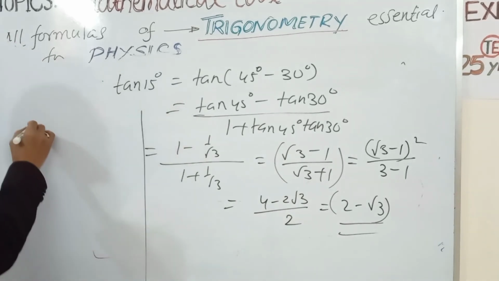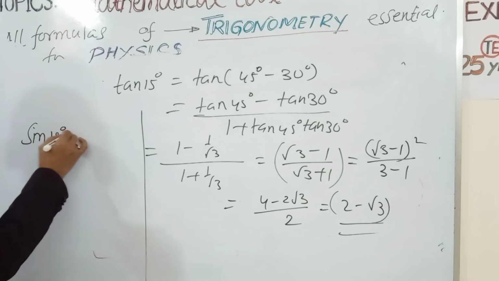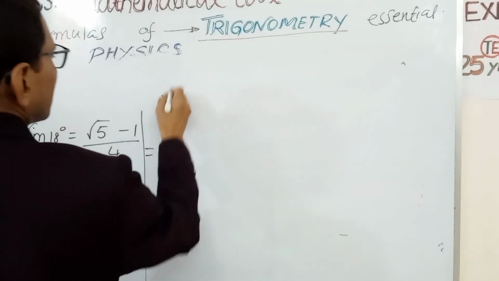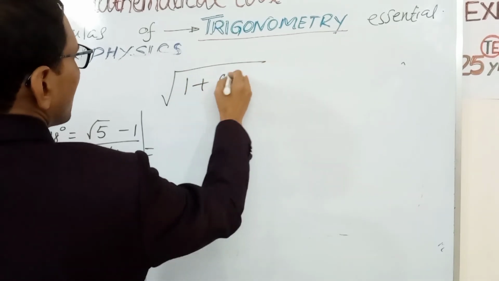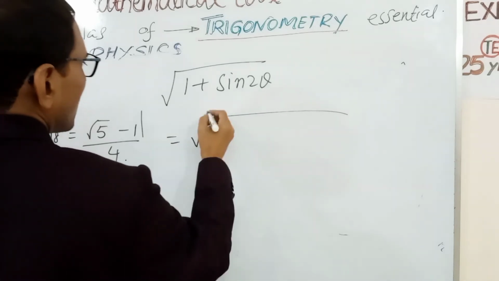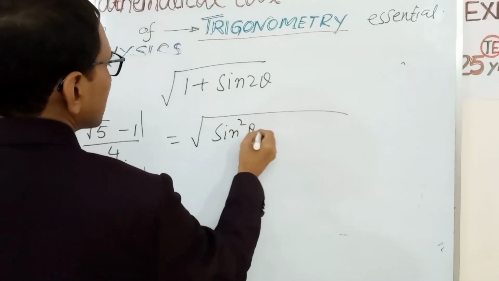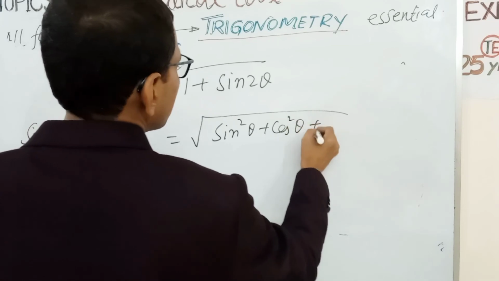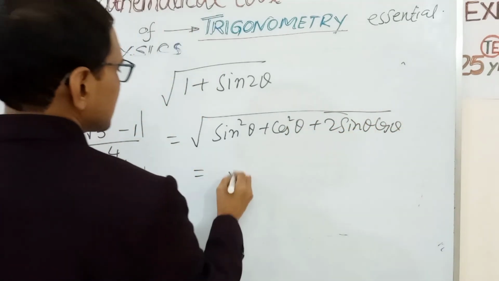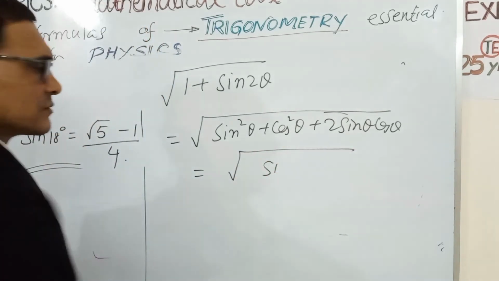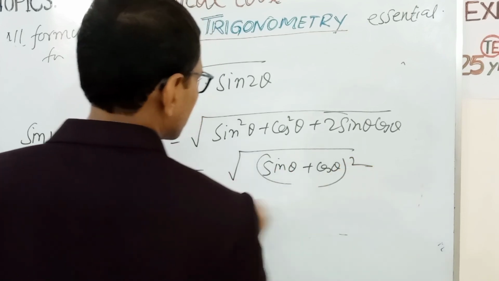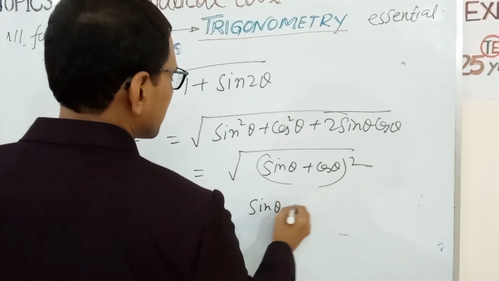What is the value of sin 18 degree? Sin 18 degree is another value we have to remember: root 5 minus 1 by 4. Now we have to find 1 plus sin 2 theta. We know 1 means sin square theta plus cos square theta. Sin 2 theta is 2 sin theta cos theta. So this is sin theta plus cos theta whole square.